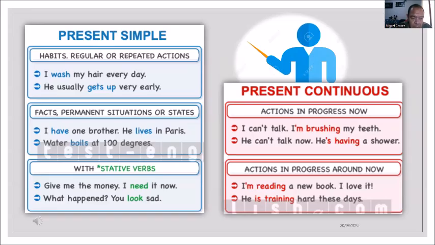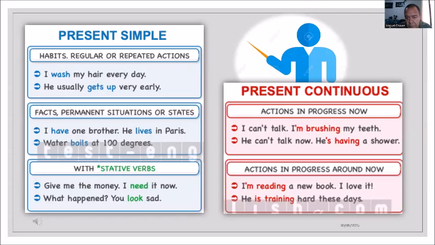Some verbs don't describe actions. These verbs are called stative or non-active verbs, and we can use these verbs in the present simple, but not in the present continuous. Some of these verbs are be, like, love, hate, prefer, need, want, know. Let's see these examples. Give me the money, I need it now. What happened? You look sad.